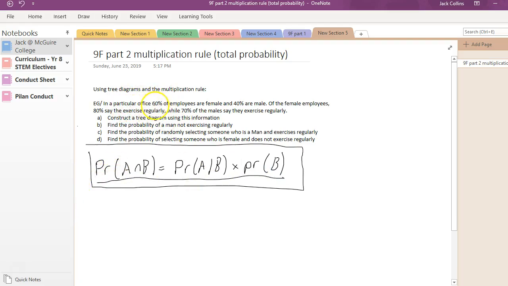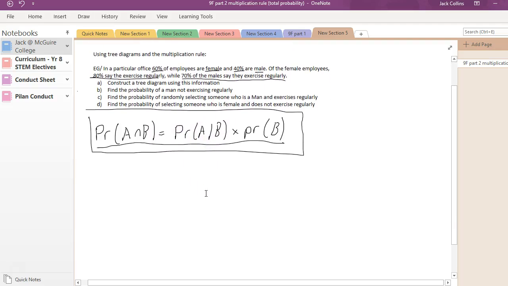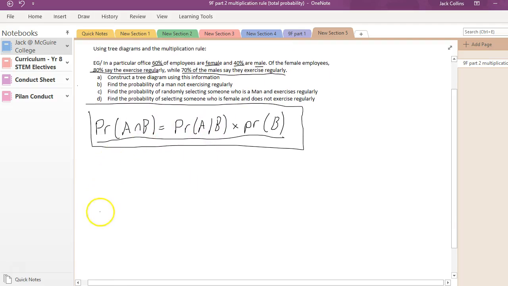So in a particular office, we have 60% of employees who are female and 40% who are male. Of the female employees, 80% say they exercise regularly, while 70% of males say they exercise regularly. So first step is you're asked to construct a tree diagram using this information. You want to make a nice wide branch because you know you're going to go further out. So female, and we've got male.